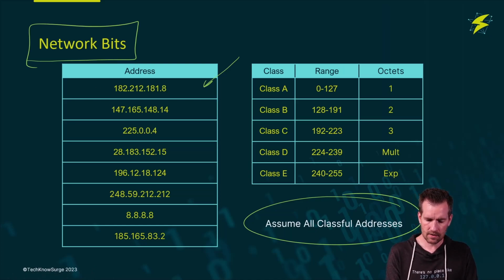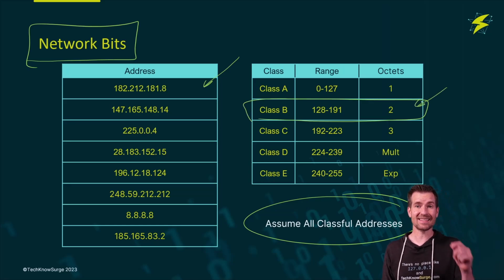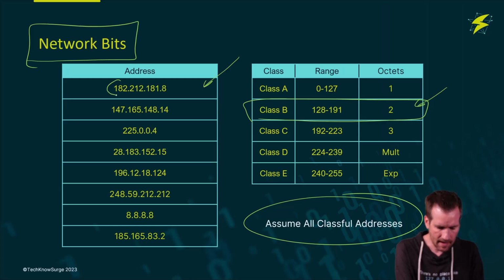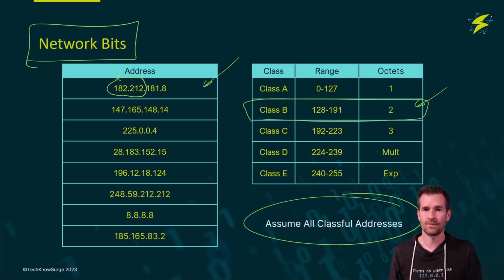So it's 182, which falls in this class B right here, which means 2 octets designates the network portion of this. So the network portion of this class B is the first 2 octets. I'm going to circle that. All right, I go on to the next one, 147, which falls into that same range, 2 octets. So I'm going to circle that.